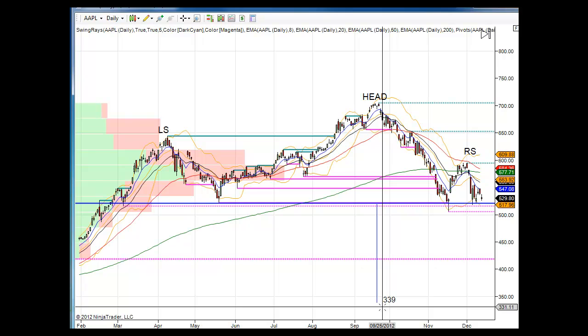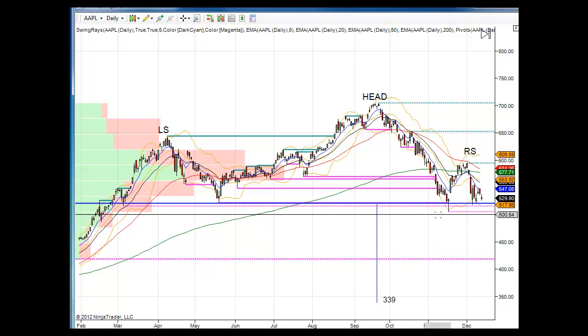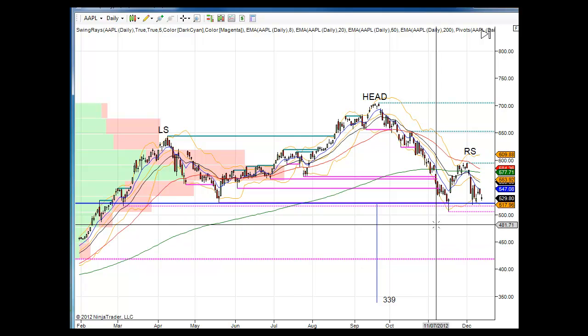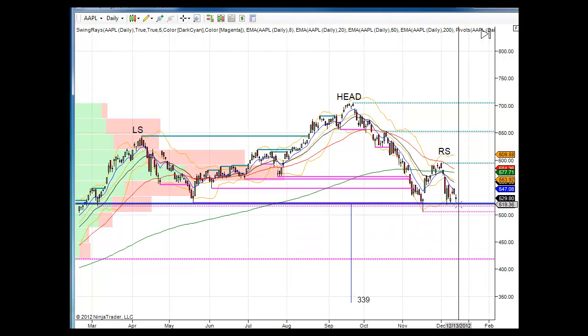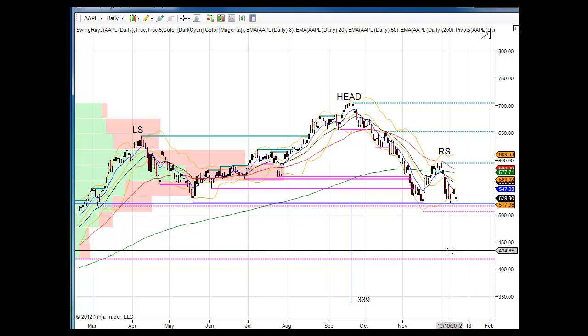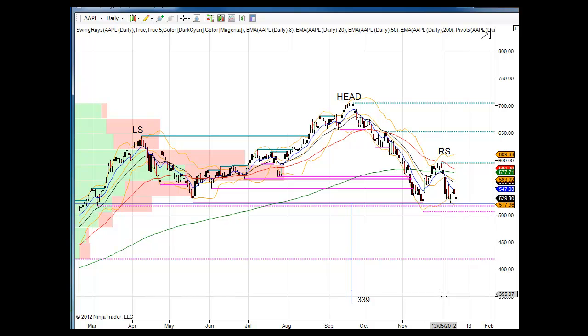Is it going to happen? Nobody knows. But I want to make this pattern clear to everybody. It is a big bearish pattern, and it is only validated on a closing basis below it. And usually, if something like this were to happen, it would break lower, backtest the neckline, and then really start breaking down. Now, it's not going to just flush down to $339.